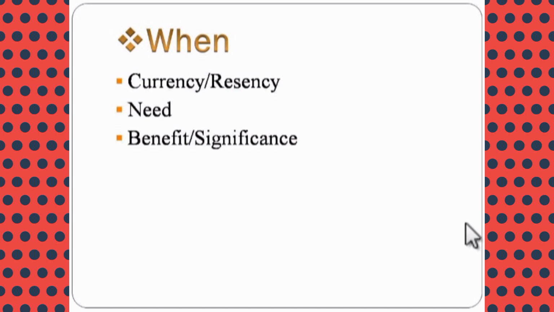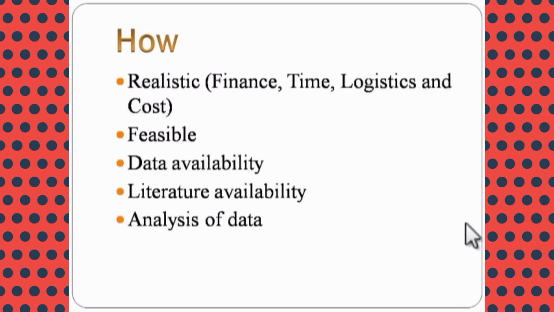So the final aspect we are going to be looking at is how. And how contains quite a lot of components. In the how, you talk about how realistic, you talk about how feasible, you talk about data availability, literature availability, and data analysis. Now, the how is how realistic is the topic you're choosing. Is it realistic? Is it something that is doable? And here I broke it down into finance, time, logistics, and costs.